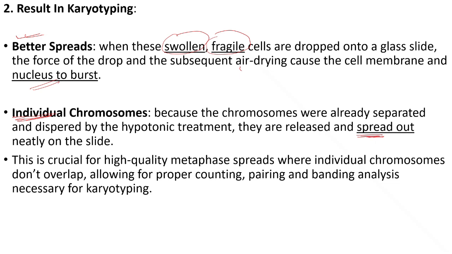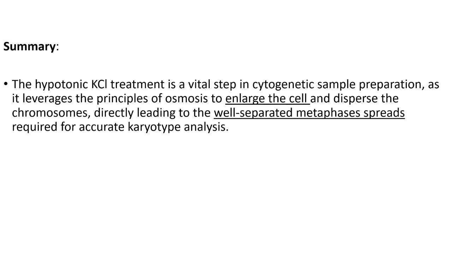So this treatment, hypotonic potassium chloride treatment, is crucial for high quality metaphase spread, where individual chromosomes do not overlap, allowing proper counting, pairing, and banding analysis necessary for karyotyping. Now, in summary, the hypotonic potassium chloride treatment is a vital step in cytogenetic sample preparation, as it leverages the principles of osmosis to enlarge the cell and disperse the chromosomes, directly leading to well-separated metaphase spreads required for accurate karyotyping analysis.